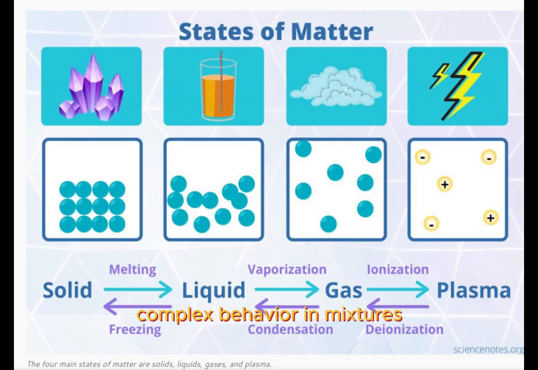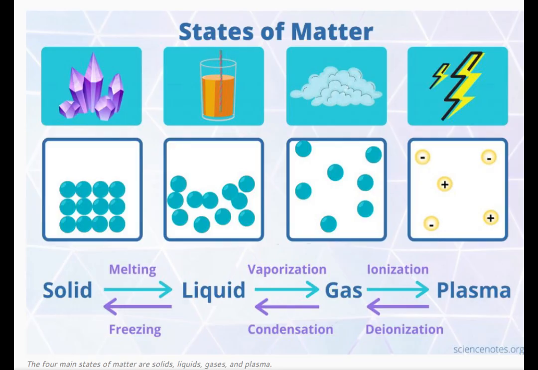7. Complex behavior in mixtures. When gases are mixed, like in the air or industrial processes, their behavior can be hard to predict due to interactions, partial pressures, or reactions.